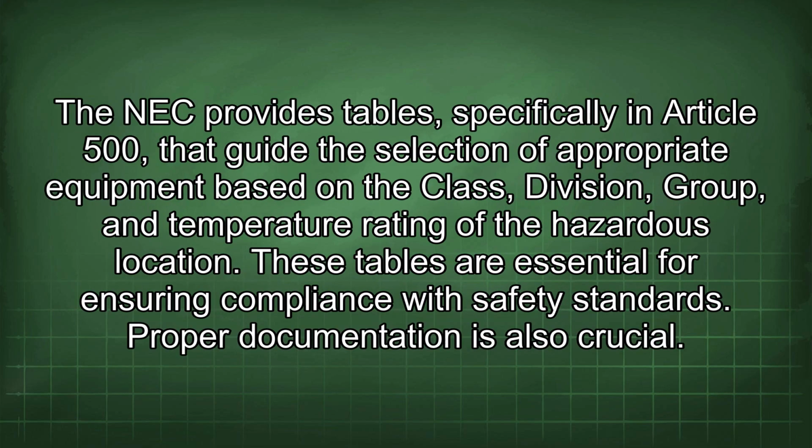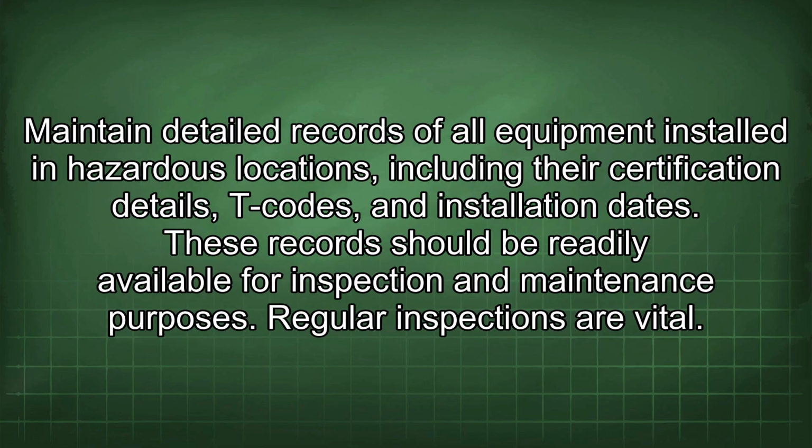The NEC provides tables, specifically in Article 500, that guide the selection of appropriate equipment based on the class, division, group, and temperature rating of the hazardous location. These tables are essential for ensuring compliance with safety standards. Proper documentation is also crucial. Maintain detailed records of all equipment installed in hazardous locations, including their certification details, T-code, and installation dates. These records should be readily available for inspection and maintenance purposes.